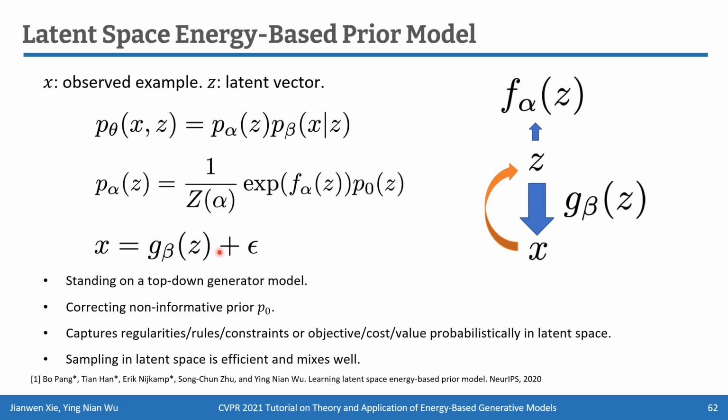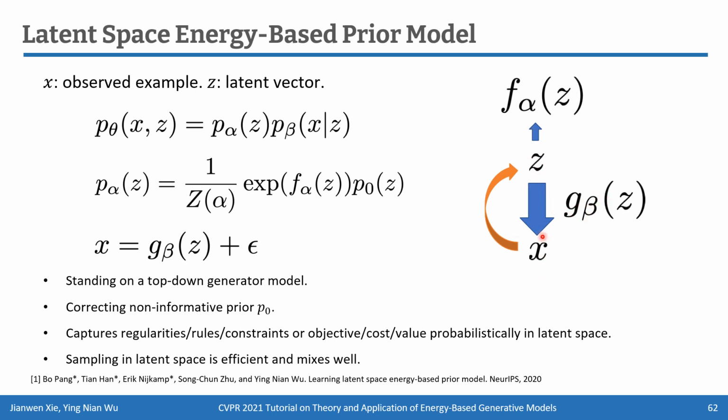Okay, we now come to the applications of latent space energy-based prior model. Just to remind you a little bit, X is an observed example and Z is a latent vector, and we learn a latent space energy-based model for Z, which is an exponential tilting of the conventional non-informative prior distribution P0. And this energy-based model is defined by the negative energy function or objective function f of alpha z. And X is generated from Z through a generator network defined by G of beta.